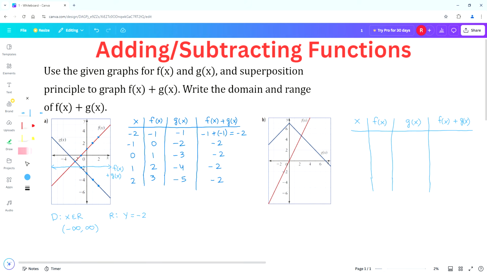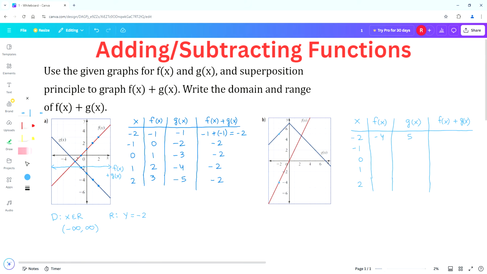Since function g(x) is made up of two different straight lines that meet at x equals 0, we can use two x values on the left side of 0 and two x values on the right side of 0. We can use x values -2, -1, 0, 1 and 2. At x equals -2, f(x) is equal to -4, this point on the red line. g(x) is equal to 5, this point on the blue line. So at x equals -2, f(x) plus g(x) is equal to -4 plus 5, which is equal to 1.